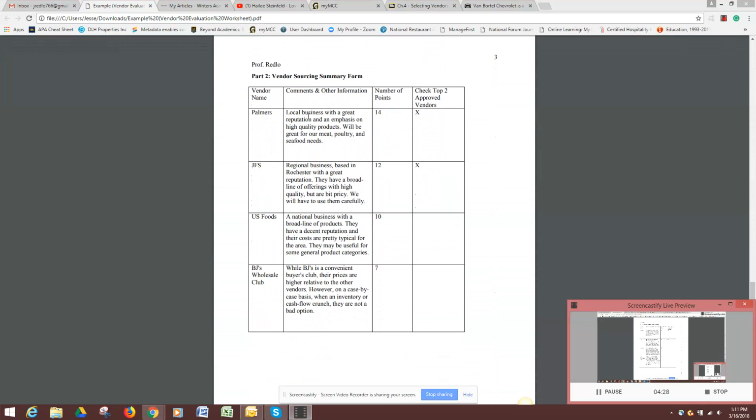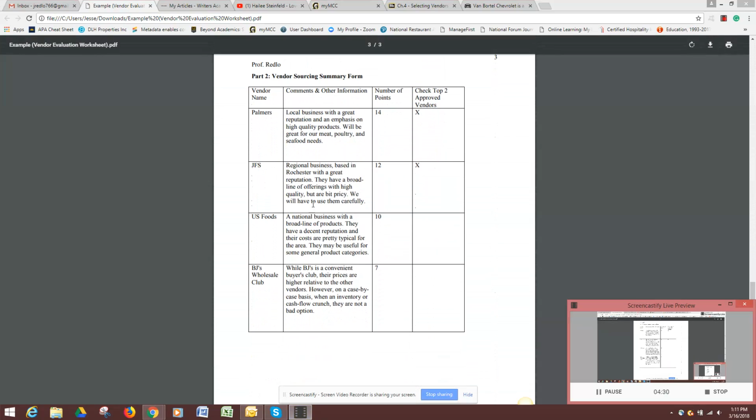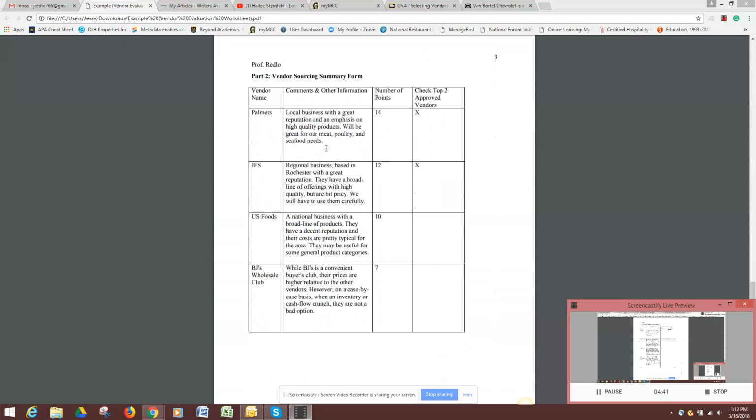Now we come to part 2, where we summarize what we've done with our 4 vendors. For Palmer's, their total number of points was 14. And in my opinion, what I personally like about Palmer's is that they're a local business. I like to support mom and pop businesses, and we've discussed the sustainability and economic advantages in class of dealing with local companies. So they're a local business with a great reputation, and they have a big emphasis on quality.